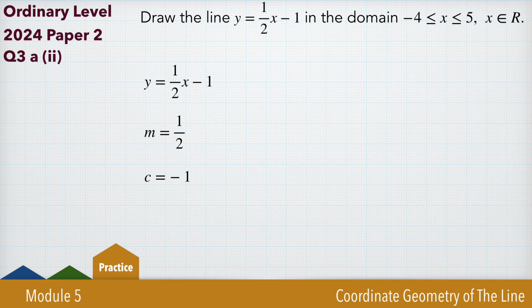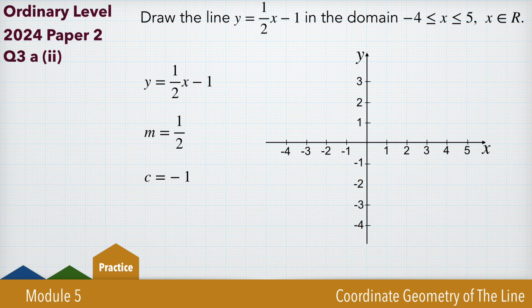We start by plotting the y-intercept point 0, -1, and from the slope we go up 1 along the y-axis and out 2 along the x-axis. This brings us to the point 0, 2. We will place a ruler alongside the 2 points and draw a line joining the points and extend the line to keep within the domain of x values -4 to 5.